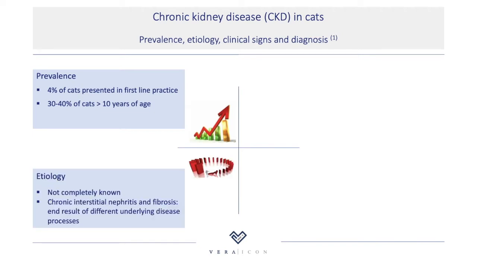We don't know what the real cause is. We don't know if it's one single cause or different mechanisms. We know that the end result is some form of chronic interstitial nephritis and a lot of fibrosis, but we still have to figure out what the underlying etiologies are.